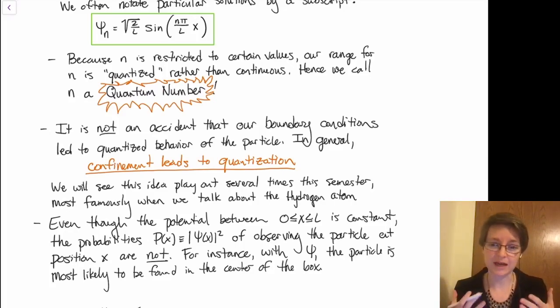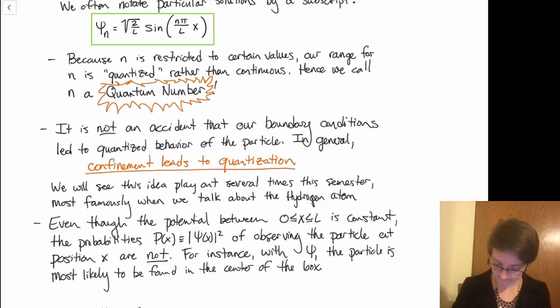And so one of the big chemistry take-home messages that I want us to get, I've shown you this just once for the particle in a box. You're going to have to trust me that this is true more broadly, that confinement leads to quantization. And we're going to see this most famously when we start talking about the hydrogen atom. We're also going to see quantum numbers show up again, and it'll be because we're kind of confining or pulling an electron towards a nucleus in that case.